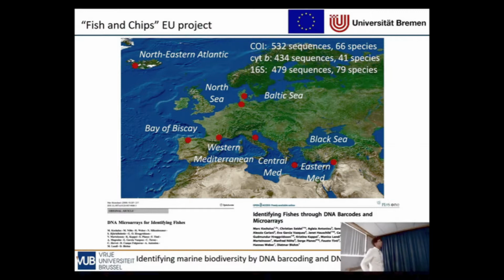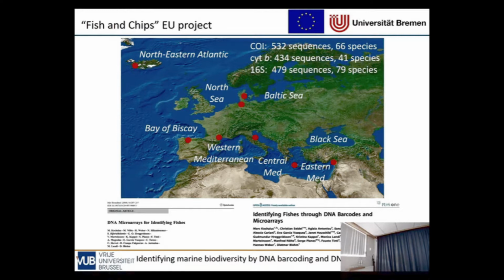Some years ago, in an EU project which was called Fish and Chips, we developed microarrays for the identification of fish species. We had a consortium with partners from all European seas to cover the whole distribution range of fish species we wanted to study. And then we used also different marker genes. We used CO1.